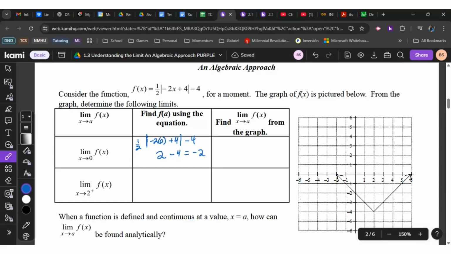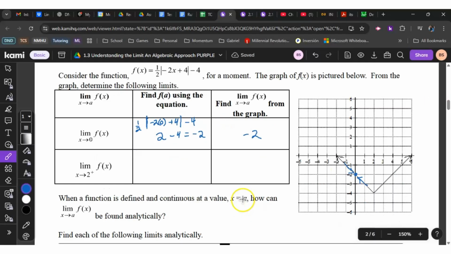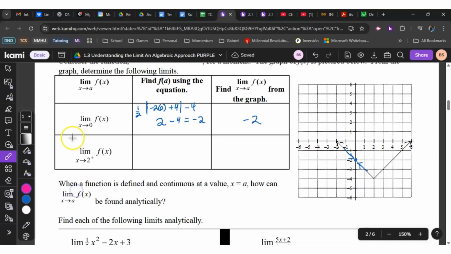Okay. So now let's look at the actual graph. So as we approach 0, here's 0 on my graph. From the left and from the right, what number am I approaching? Negative 2, the same value, right? I'm approaching the same y value of negative 2. All right, let's do the next one in another color so it's easy to see. This time, I'm going to be approaching 2.